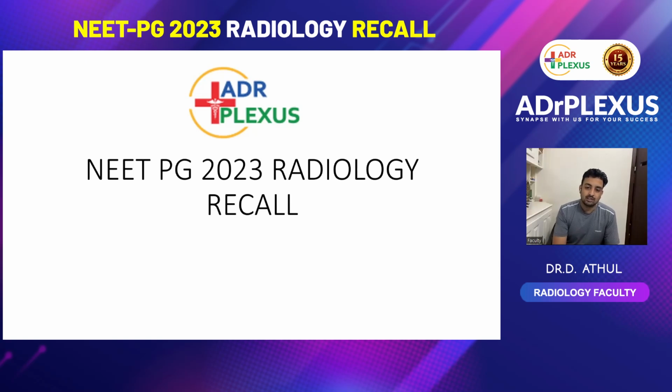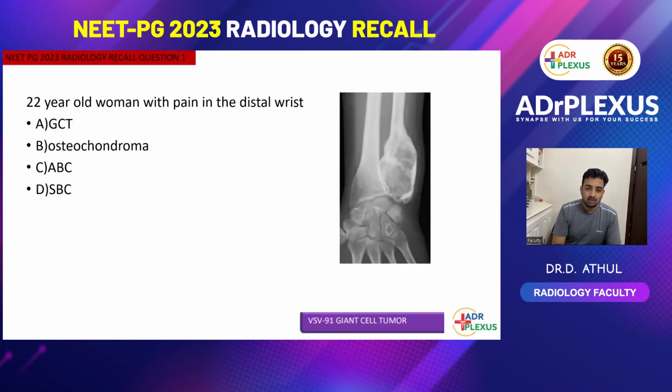And today we will be seeing the NEET-PG recall questions and the answers of those questions. This is one of the favorite questions for examiners of all time, to ask the difference between GCT and ABC. So this question was intended to do the same. Here they give the clue of a 22-year-old patient, that is, second to third decade. So that is the age of the patient.